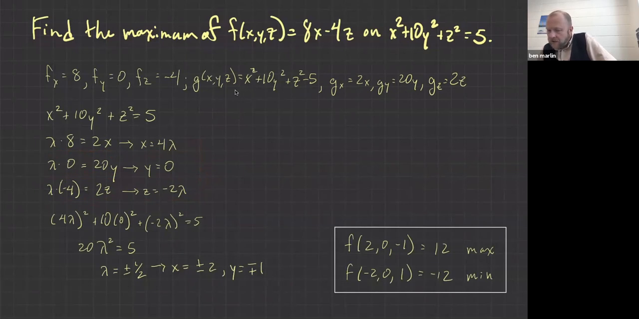But what I'm going to do, since I have x and z both in terms of lambda and y as just a 0, is go back to my constraint up here and plug those things into it. So instead of x squared, I've got 4 lambda squared. Instead of y squared, I've got 0. Instead of z squared, I've got -2 lambda being squared. That tells me that my lambda has to turn out to be plus or minus 1/2.